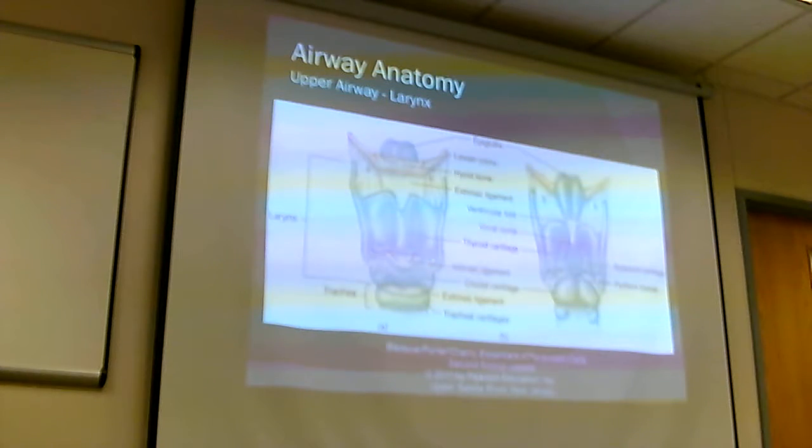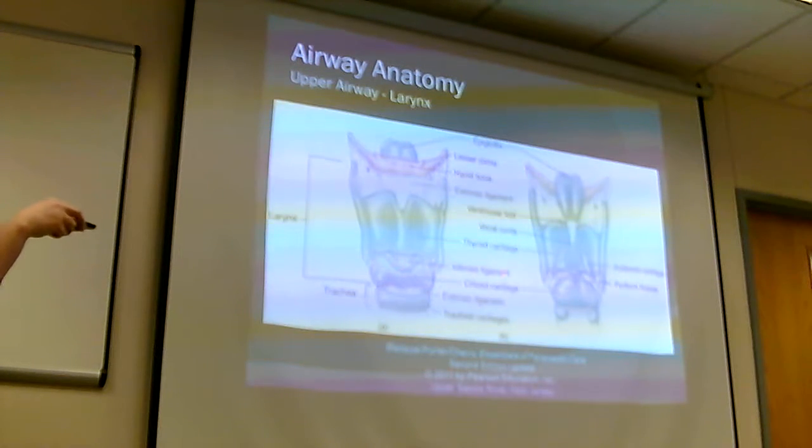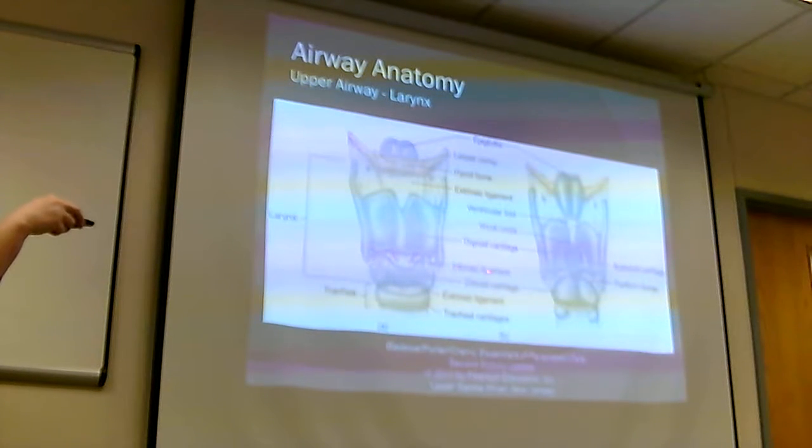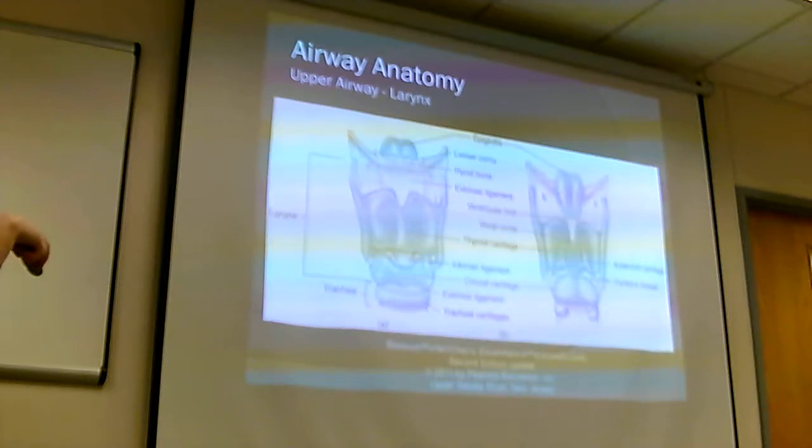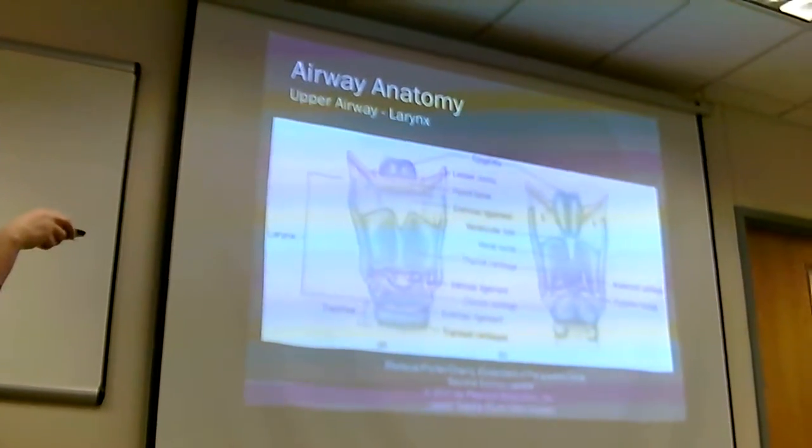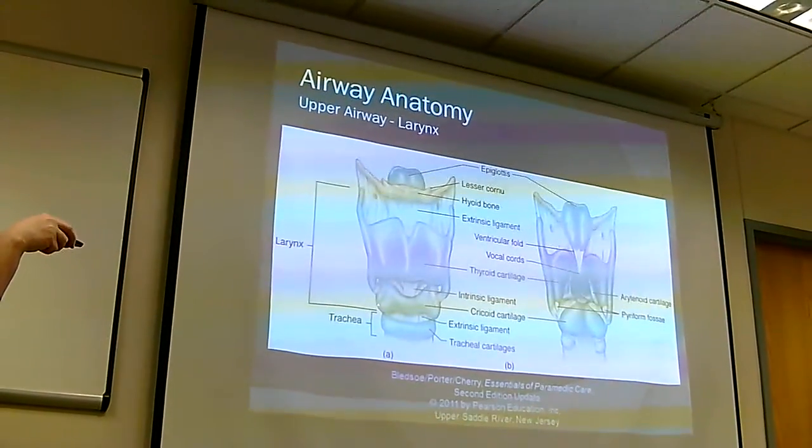So this is just more of a view, anterior and posterior view. They're calling it the intrinsic ligament here, the cricothyroid ligament, which is an uncommon term. It's more commonly called the cricothyroid membrane because it's in between the thyroid cartilage and the cricoid cartilage.